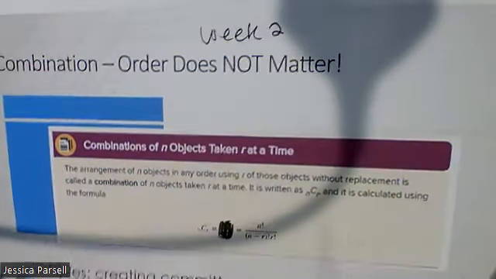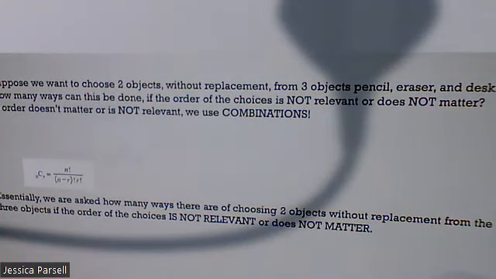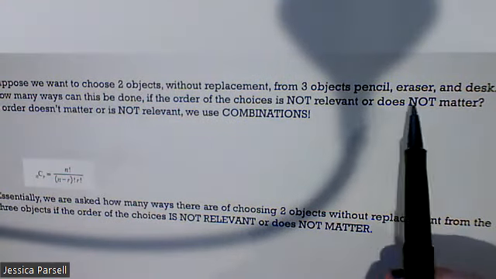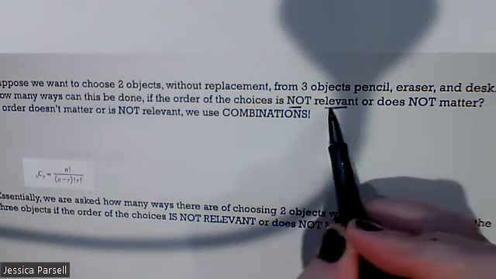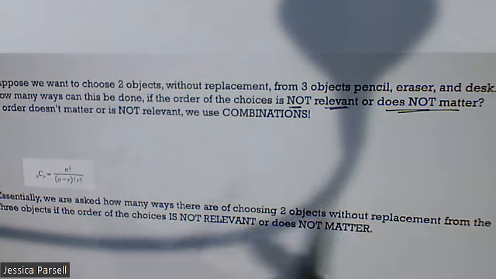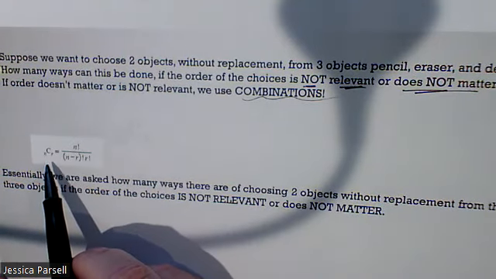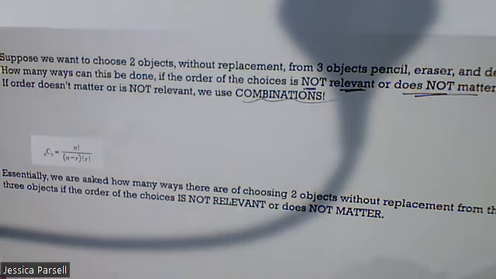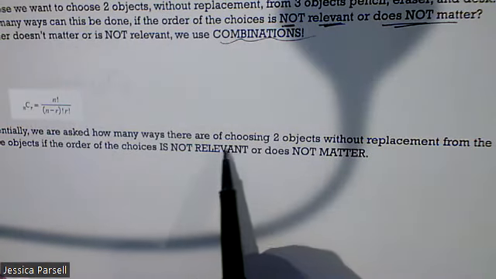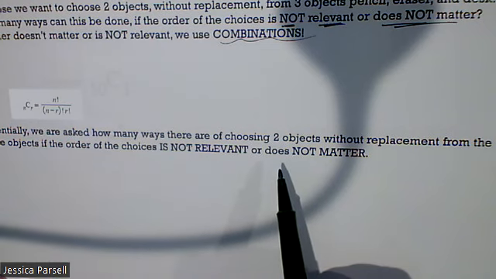So let's take a peek. When could we use a combination? Suppose we want to choose two objects without replacement from three objects: pencil, eraser, and desk. How many ways can this be done if the order of the choices is not relevant and does not matter? So in that case, we're going to break out our old trusty friend, the combination. So the combination formula is right here. If order doesn't matter, it's not relevant, we use combinations. If order matters, remember, it's a permutation. So essentially, we're just going to be asked how many ways there are of choosing two objects without replacement from the three objects if the order of the choices is not relevant or does not matter.